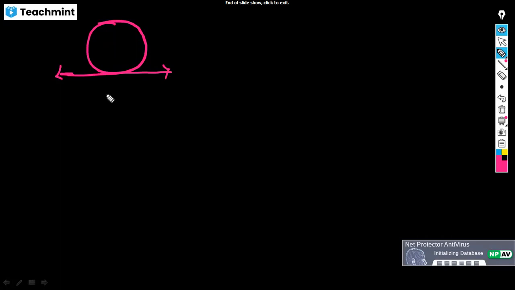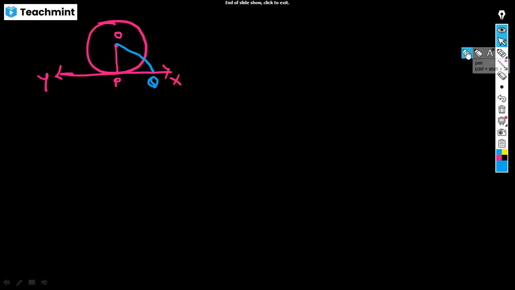So what he is asking us to prove is that there is a circle with center O and a point of contact P. This is X and Y. Look at the construction part. This is a construction for me. This is a point Q, and it intersects the circle at a point R. Just I'm going to prove it.